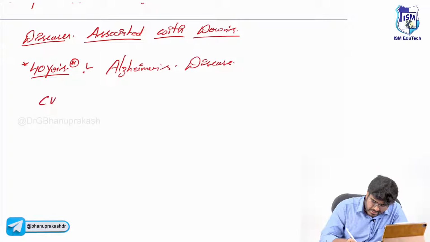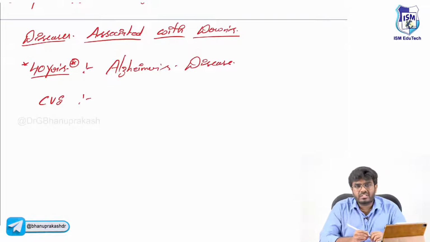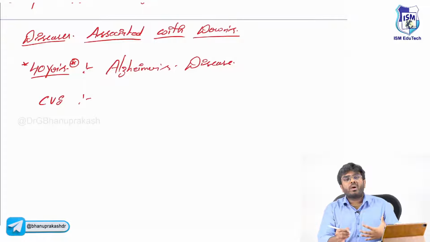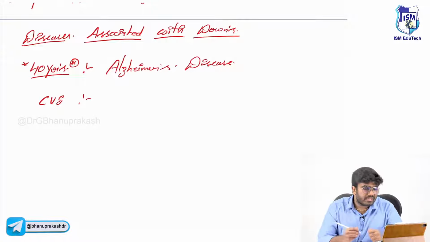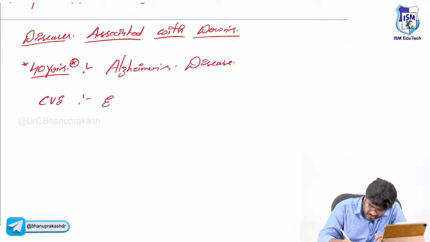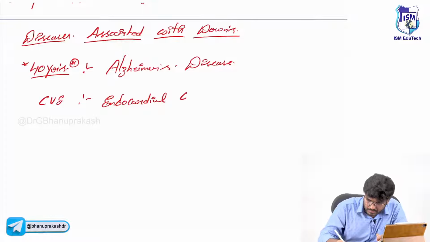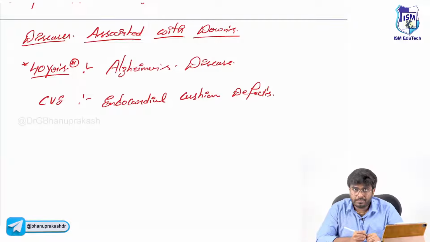In the cardiovascular system, what is the problem? These patients are going to have serious congenital anomalies, endocardial cushion defects. Endocardial cushion defects are going to be seen.